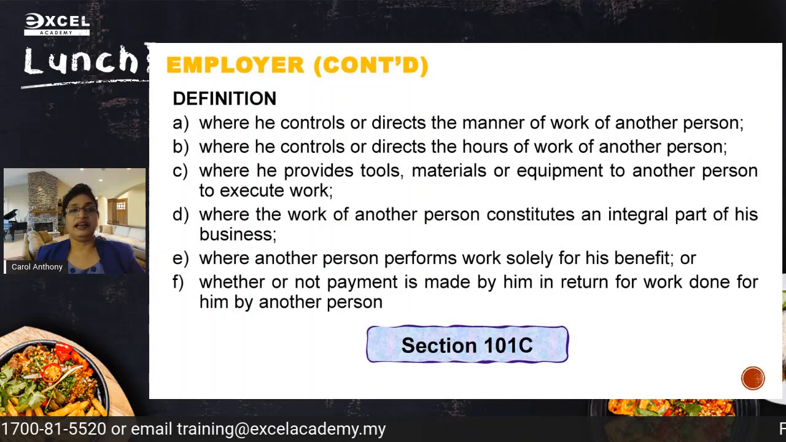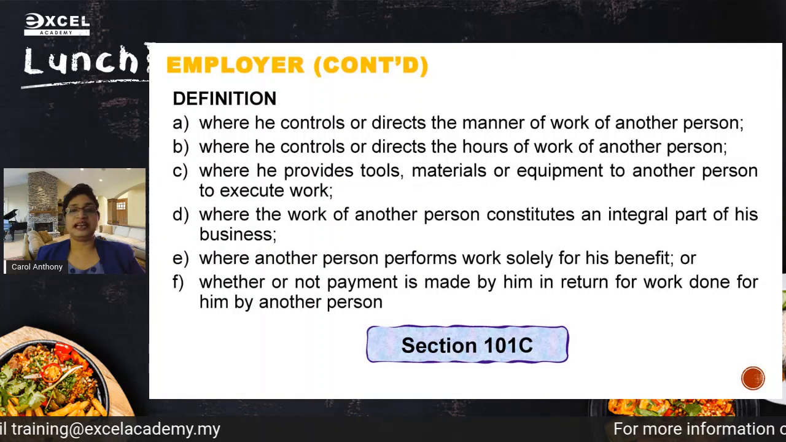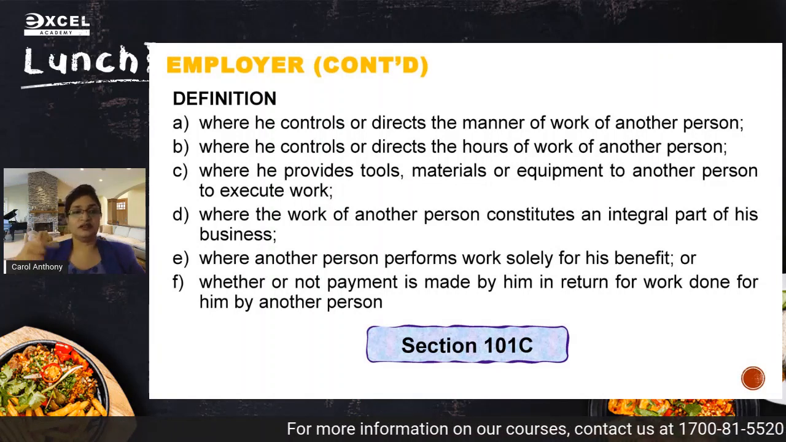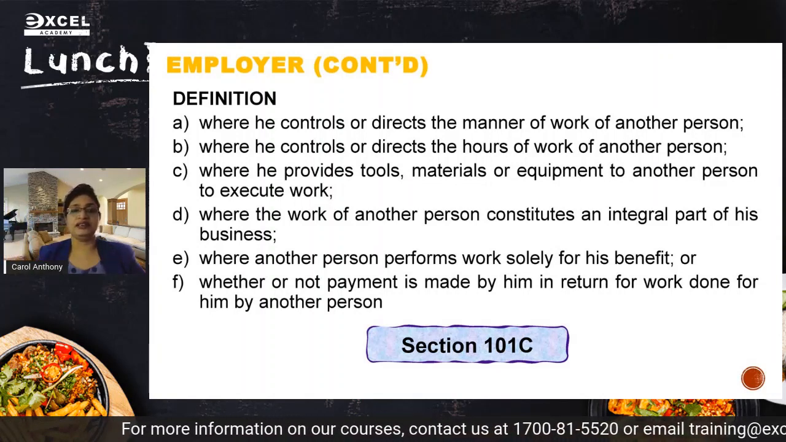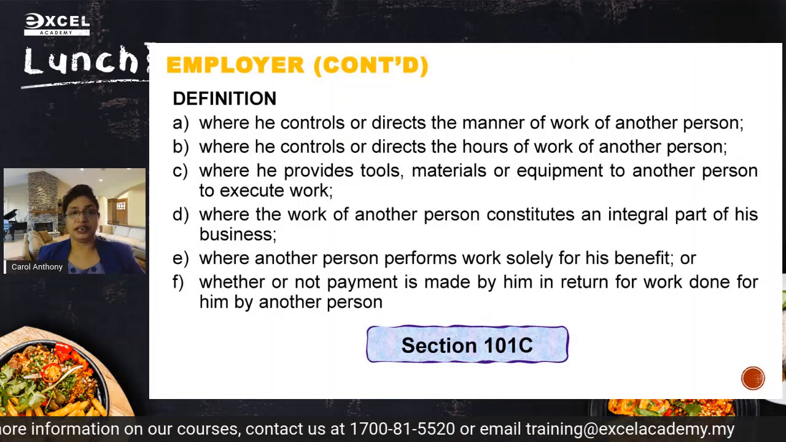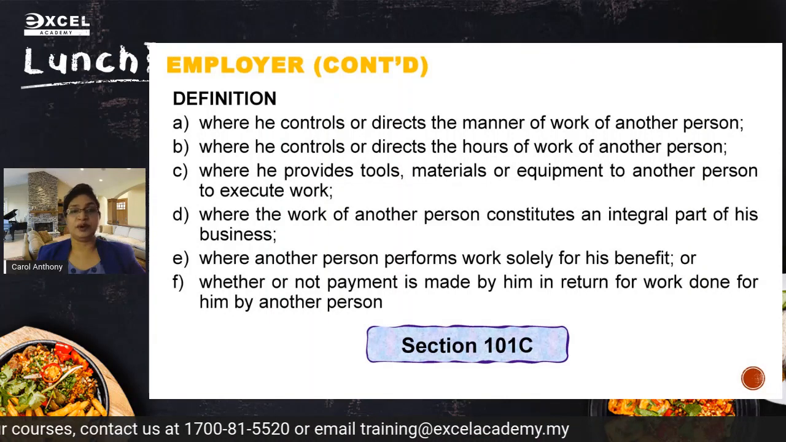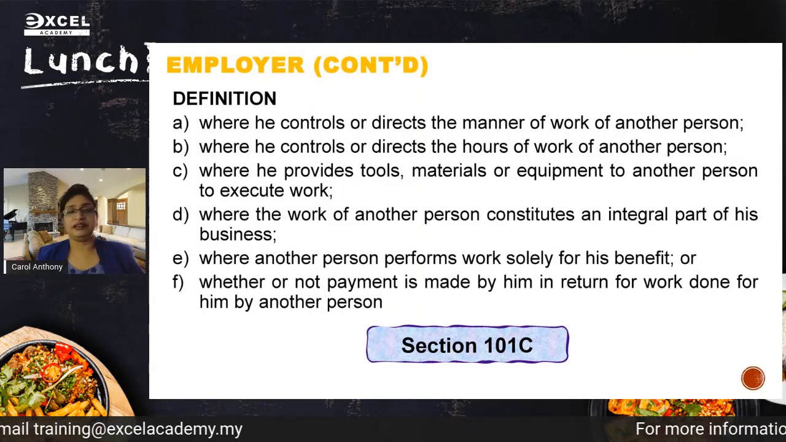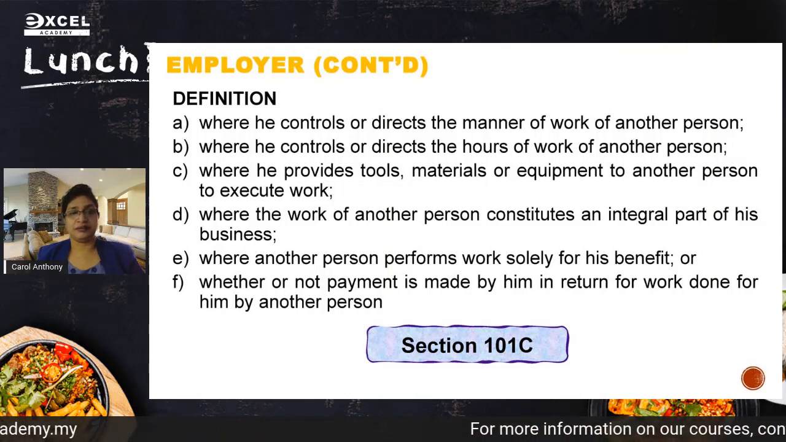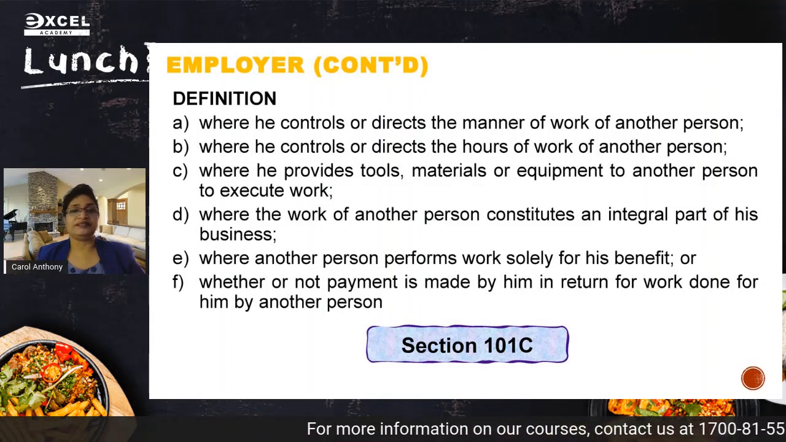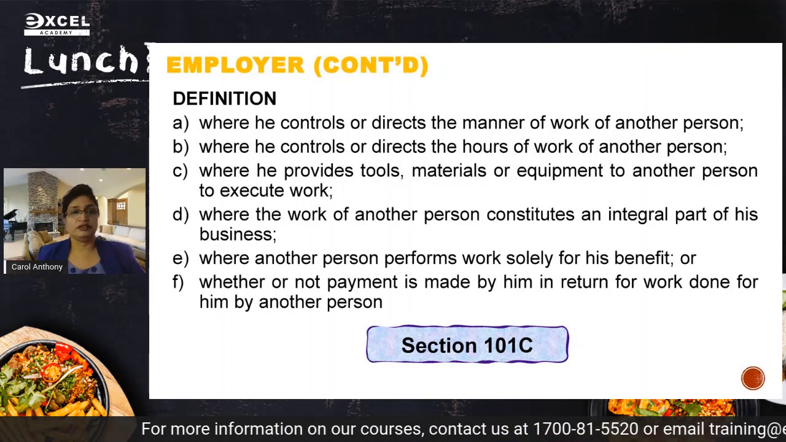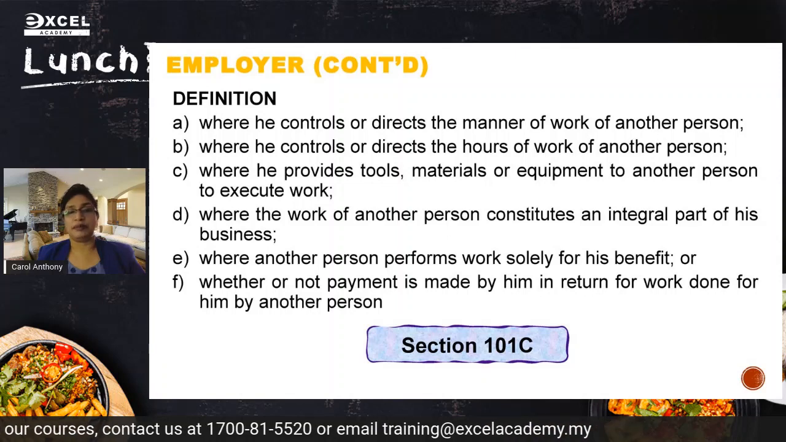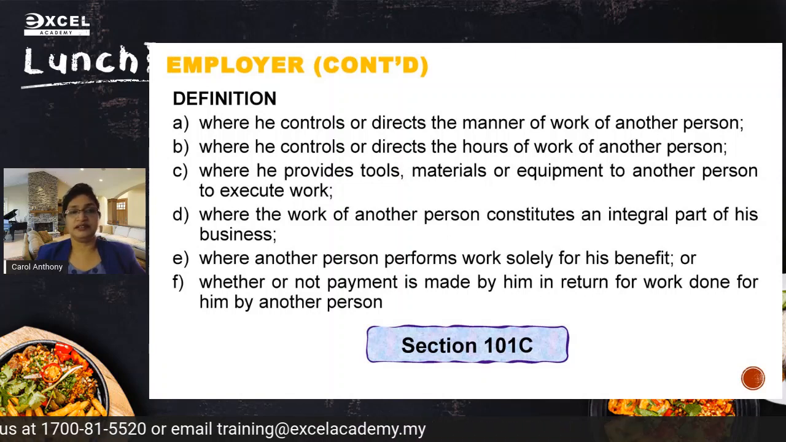D, where the work of another person constitutes an integral part of his business. So without the employee, the business won't run. It is an important job scope that the person is holding, then they are called an employee. E, where another person performs work solely for his benefit, for the benefit of the company. And F, whether or not payment is made by him in return for work done. So the definition can apply whether the person is paid or not paid. That's what F says.